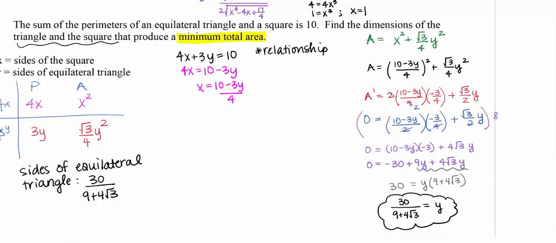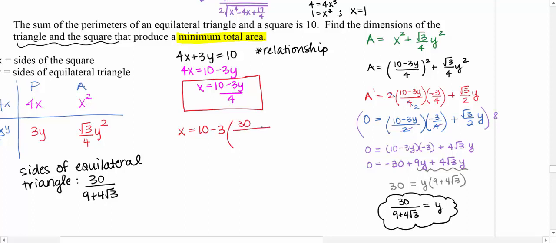And then now I need to figure out what the sides of the square are. So I do have this equation right here that will automatically solve for x, so I will use that. It's going to be a complex fraction though, because my y is a fraction inside of a fraction. My y is 30 over 9 plus 4 rad 3. Okay, so that's 10 minus 90 over 9 plus 4 rad 3, all over 4.